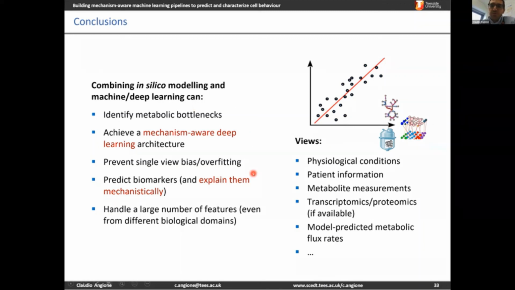The overall goals are what we mentioned throughout the presentation. So first of all, achieve a mechanism-aware machine learning tool where we could do predictions, but also explain them, even sometimes looking at the metabolic network and the flux rates. And then identify perhaps some biomarkers or shortlist some key components of our network that seem to have a key effect on output. And on the machine learning side, the goal is to learn and to handle a huge number of features, especially from many biological domains. So the challenge is how to put them together into a single predictive framework.